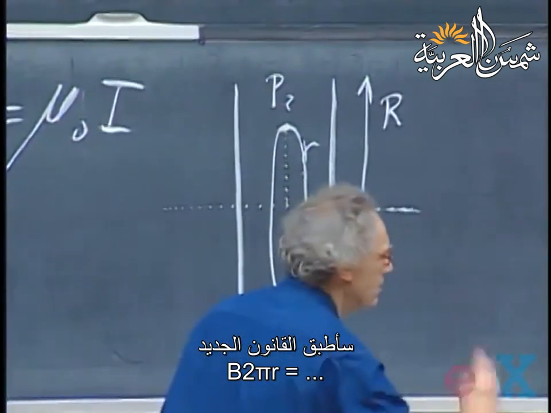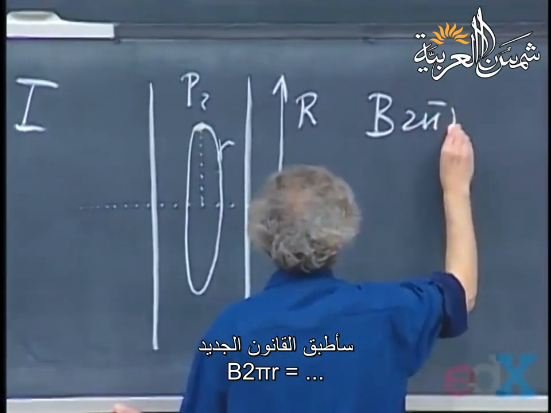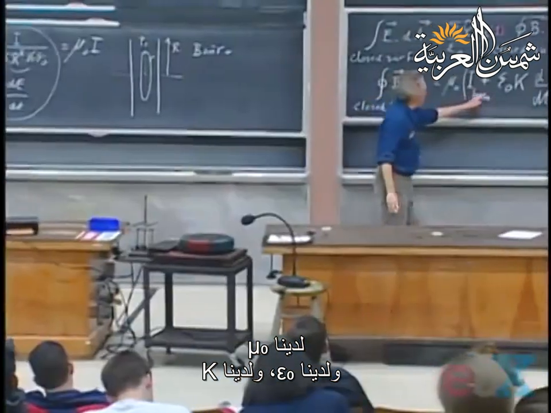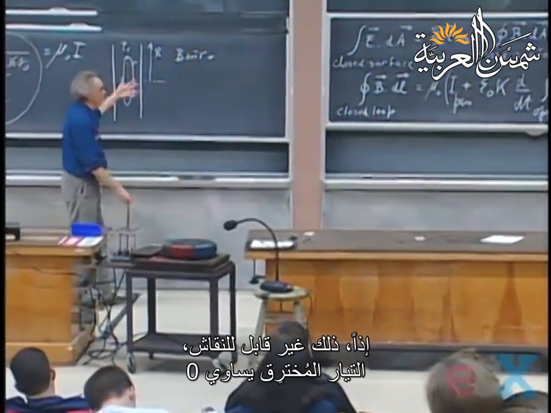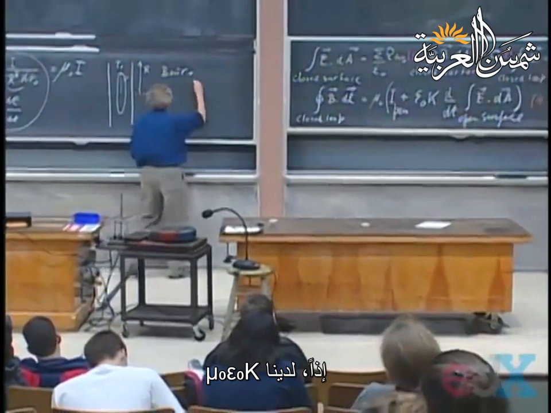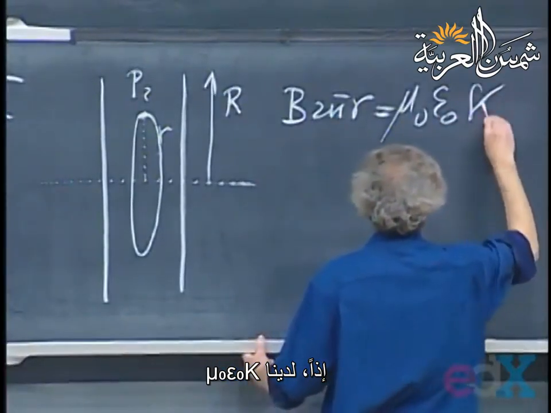I apply now the new law. B times 2 pi r. And there we go. We have a mu zero, we have an epsilon zero, we have a kappa. There's no current going through here, so it's non-negotiable. I pen is zero, right? That's not even an issue. So we get mu zero, epsilon zero, I get kappa.